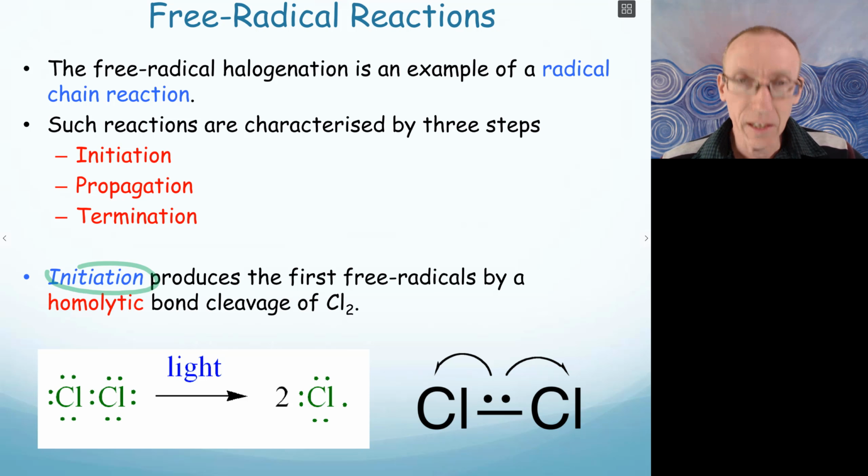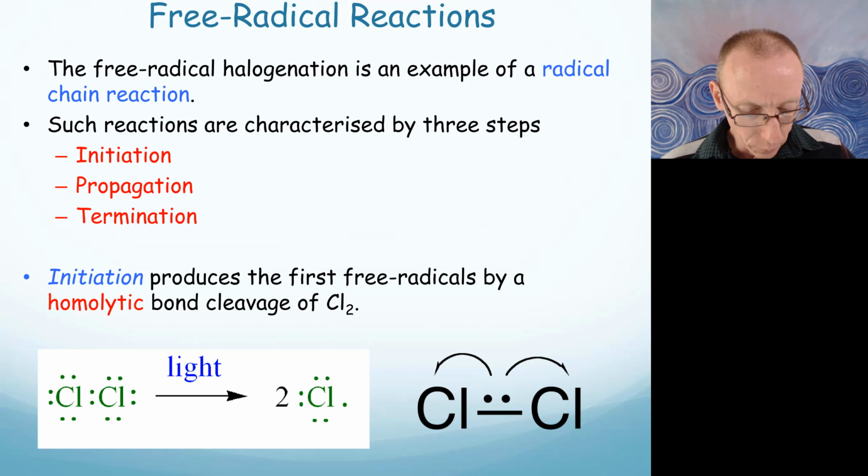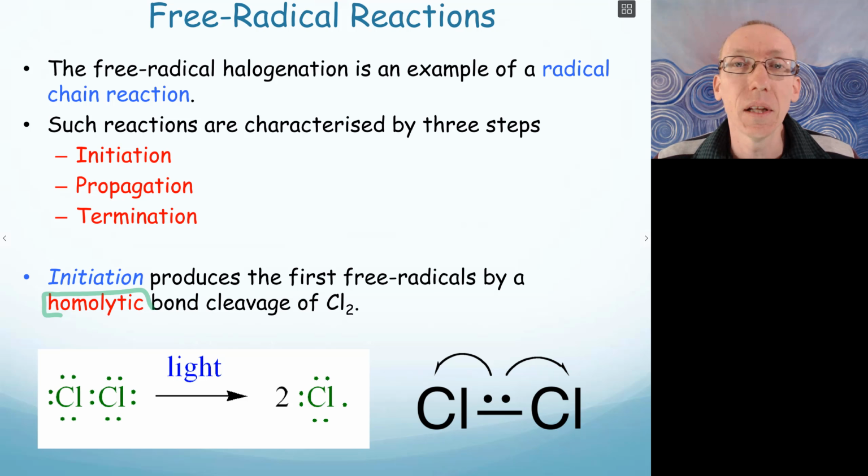Initiation steps take non-free radical species and turn them into free radicals. So remember, free radicals are species that have an unpaired electron. If we take chlorine and shine light on it or heat it enough, then we'll get chlorine radicals produced. In fact, we'll get two as we break that bond in what we call a homolytic bond cleavage.